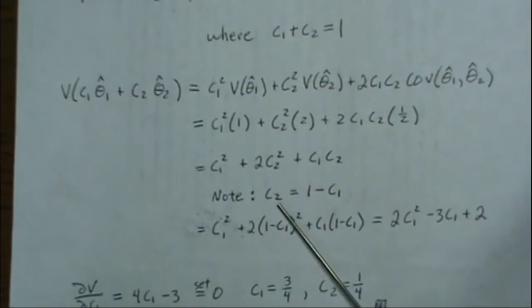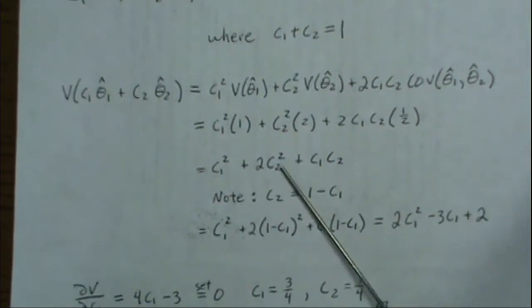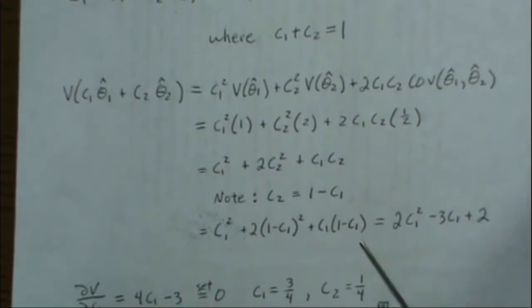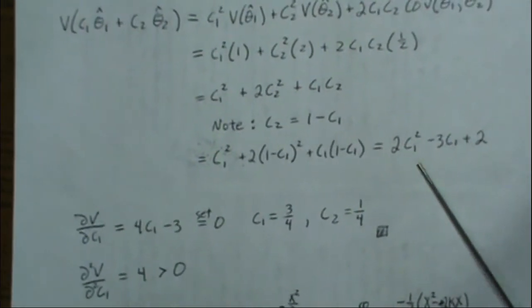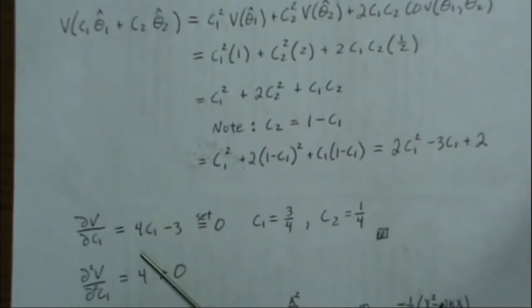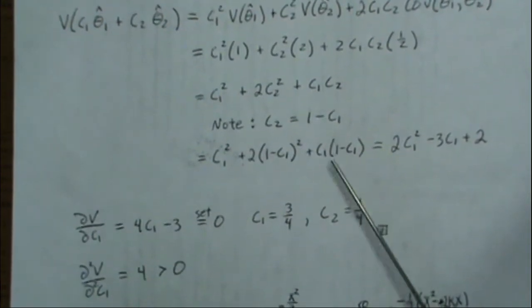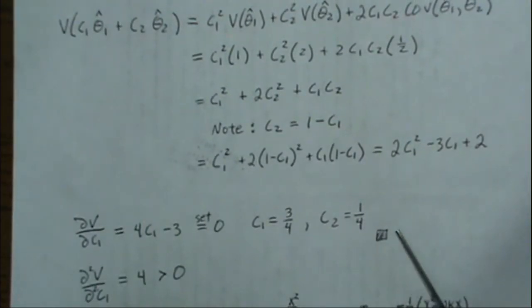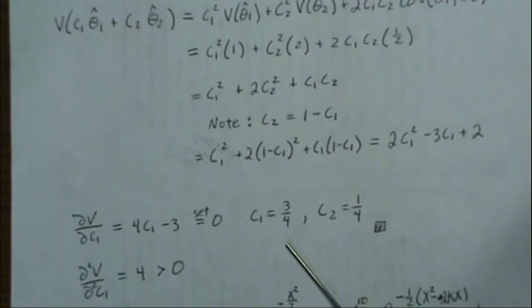So let's take that knowledge, and C2 would be equal to 1 minus C1. Plug that into our equation, and we get this, which simplifies to this. Well, to minimize this, we are going to take the derivative with respect to C1 of this. So we get 4C1 minus 3, set it equal to 0, and we get C1 is 3/4, but then because of our restriction, C2 has to be 1/4. And note that the second derivative is positive, which says that is a minimum.